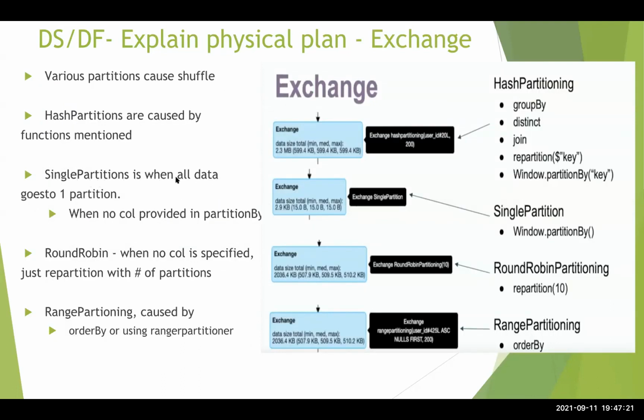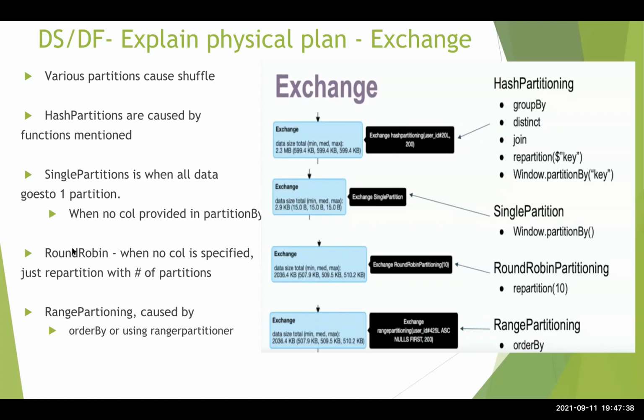Another cause of shuffle is single partition. Single partition is when all data goes to one partition. You are not providing any column in the partition by, for example. One example is window.partitionBy with no column, nothing. All data goes into one partition. So that's why you see single partition there.